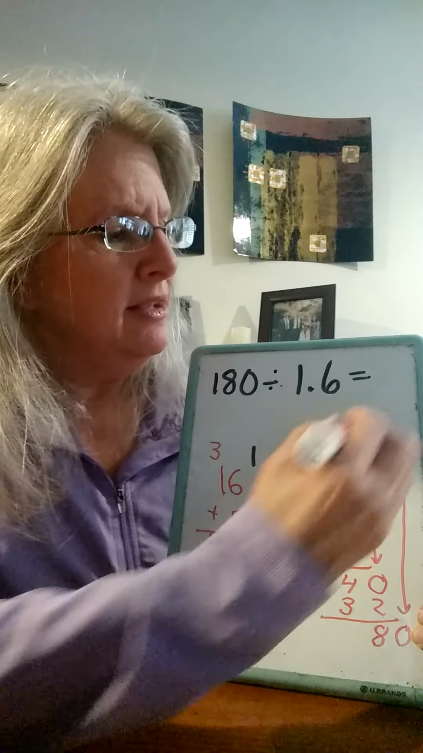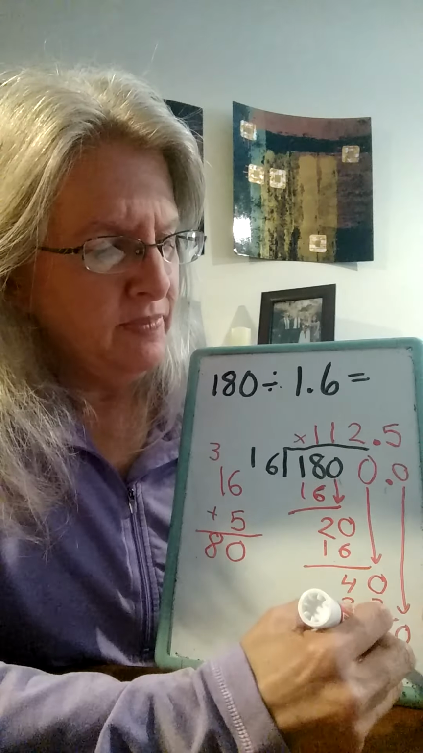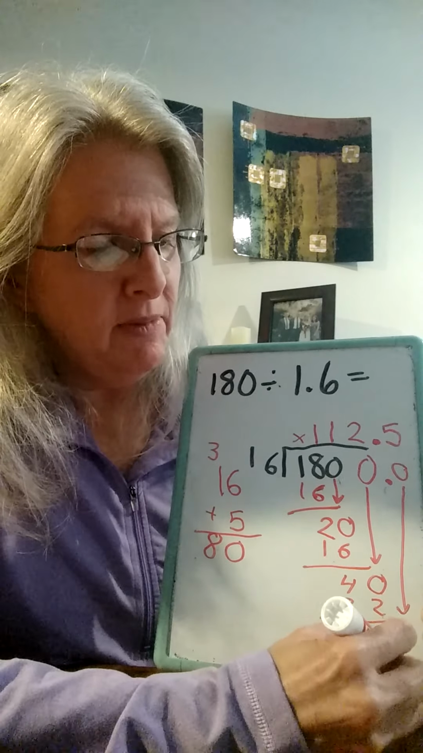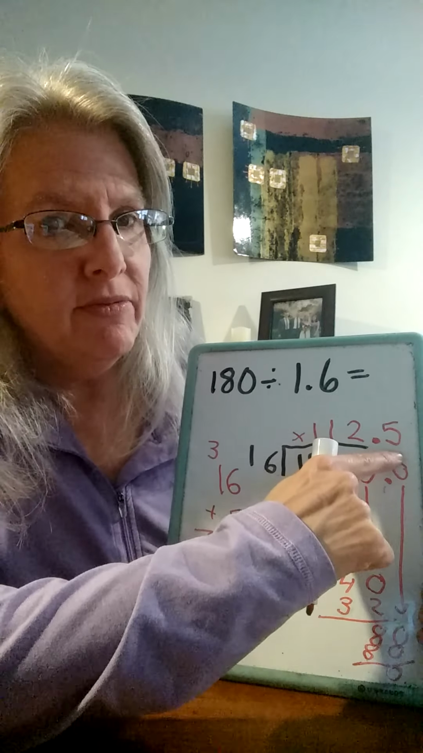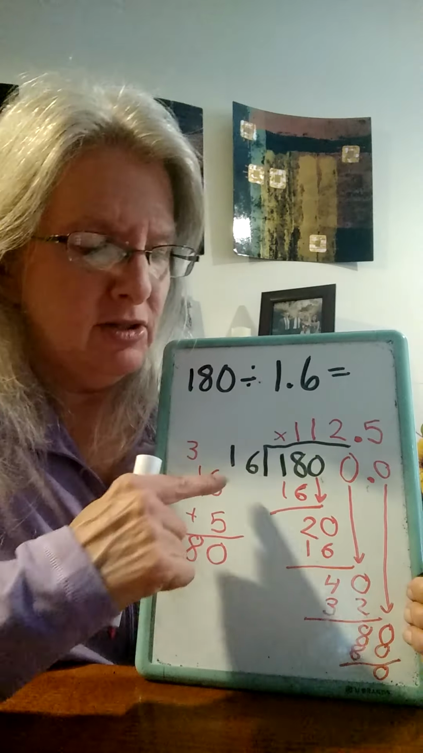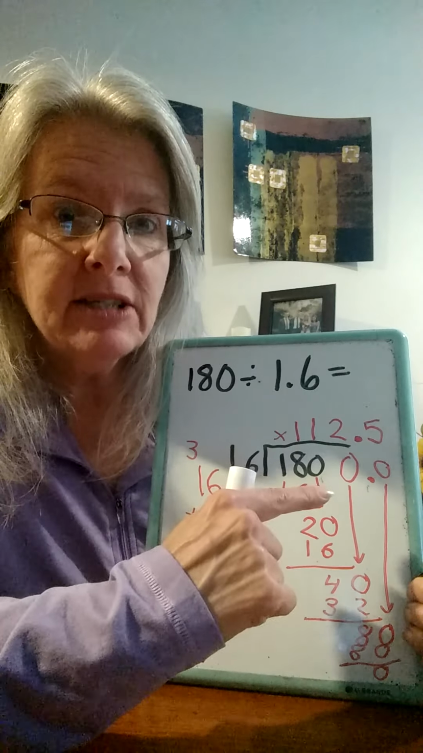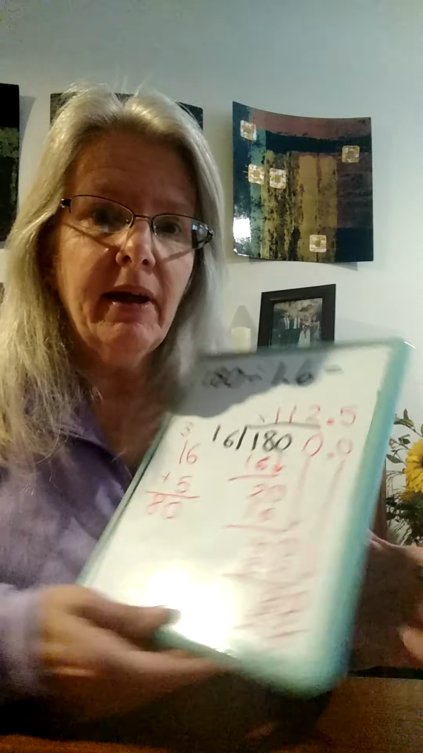It's exactly right. So it goes in there 5 times, and I no longer have a remainder, so I'm now done. My answer is 112.5. Make sure that when you do this, you are very careful with where you move your decimal to. Let's do one more example like that.